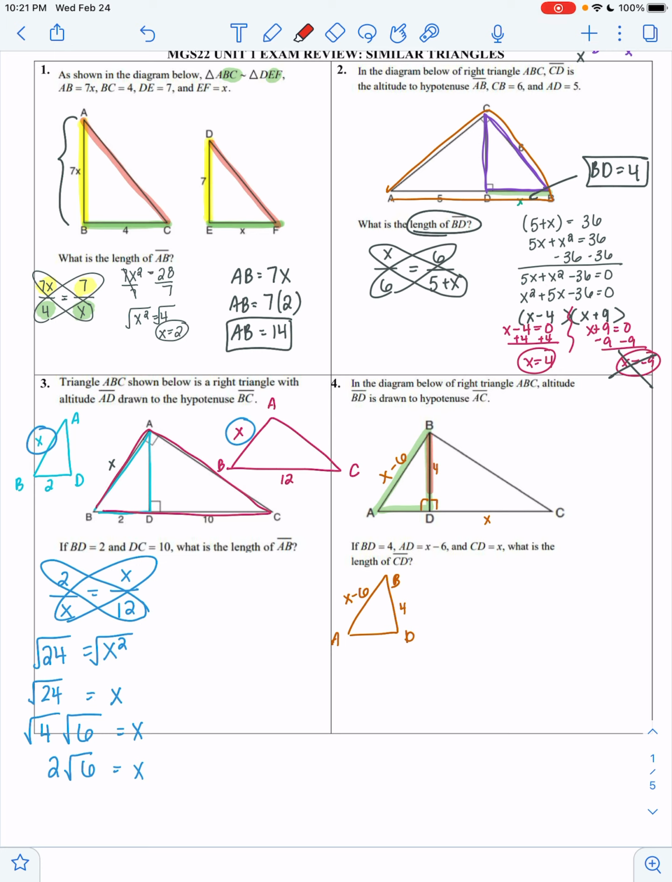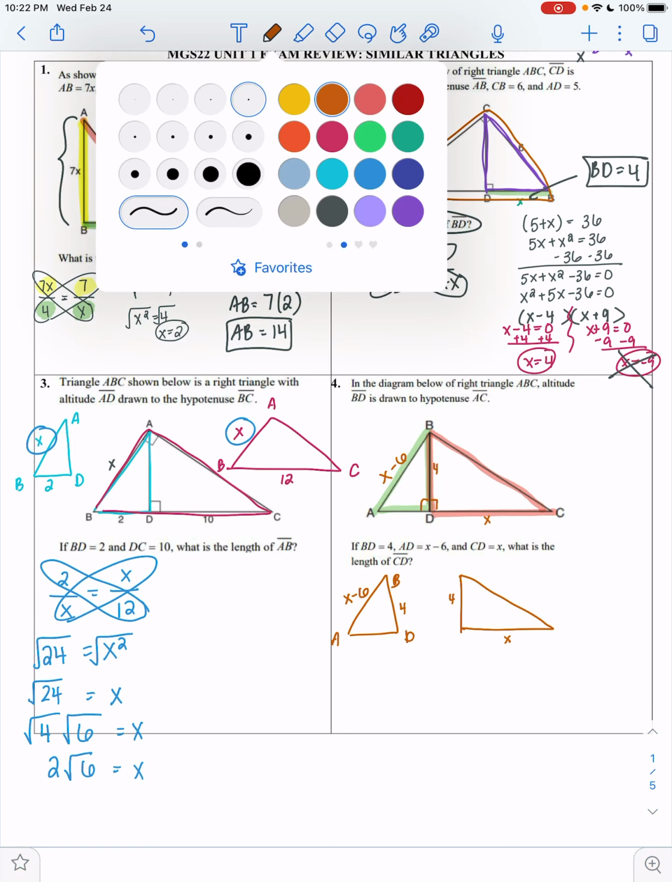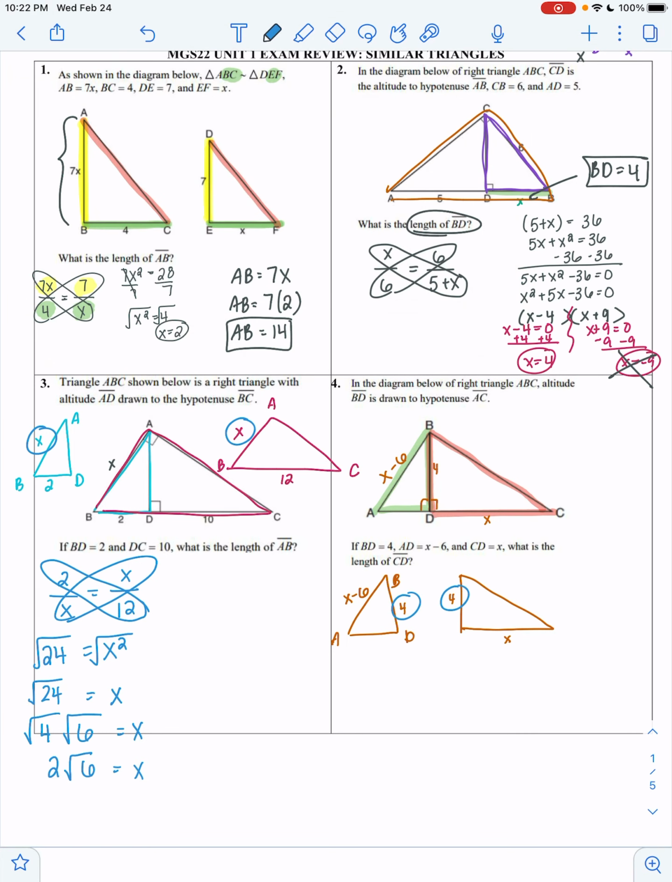And the other triangle we're going to use is this triangle on the right, triangle DBC. I have X. And then this is 4. Take a look at what's repeating. So the 4s are repeating. Okay, and then we're going to write the other two, X minus 6 and X.